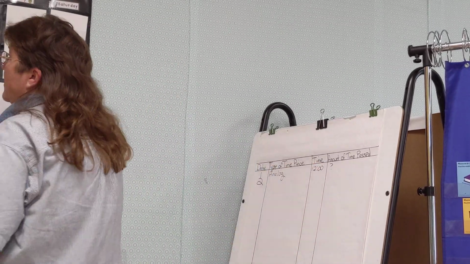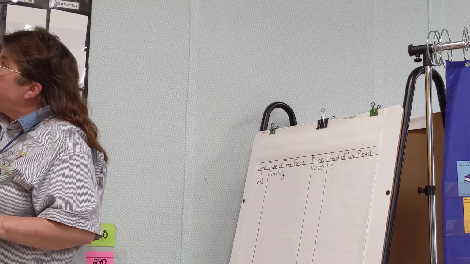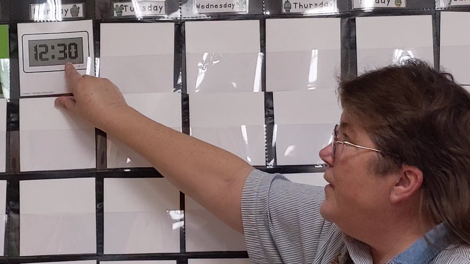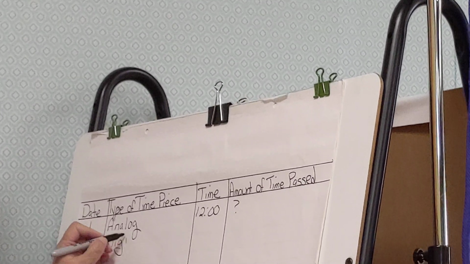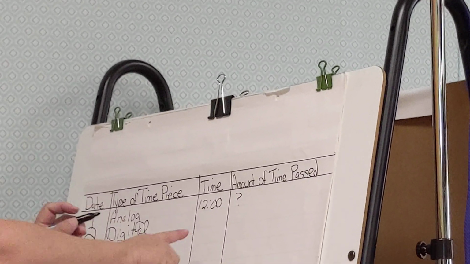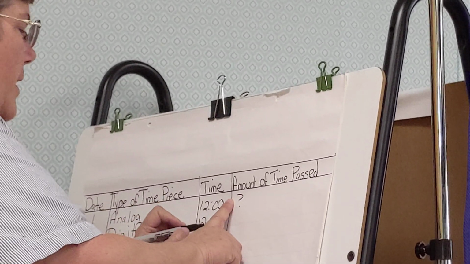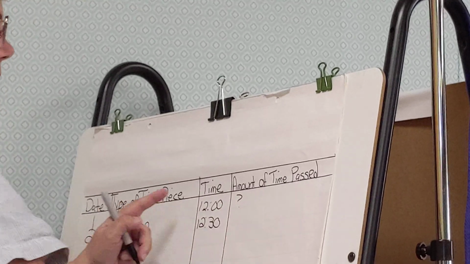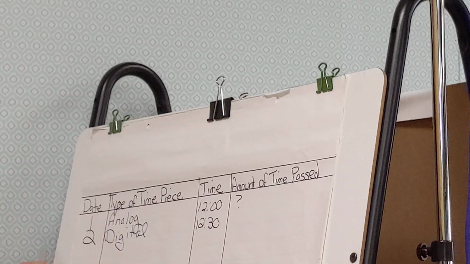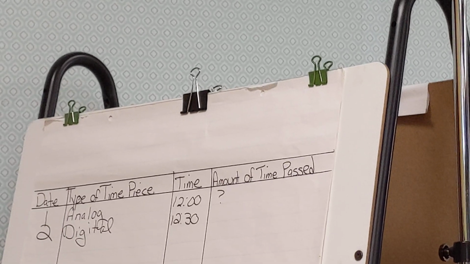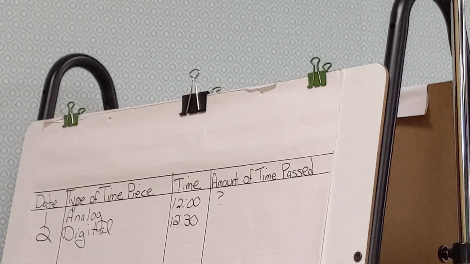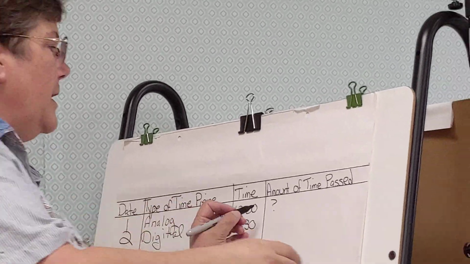Okay, let's look at the second one. We're going to say digital. Oh, do you guys see? This one says 12:30. Maybe that might answer some of our questions up here. I'm going to do digital. Our time says 12:30. So, how much time has passed in our clocks from 12 o'clock to 12:30? Good, 30 minutes.